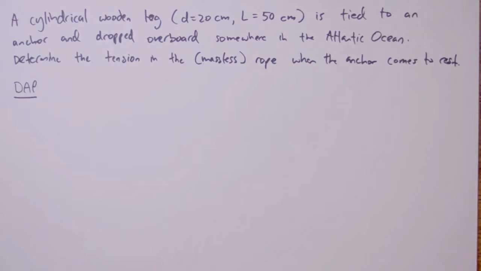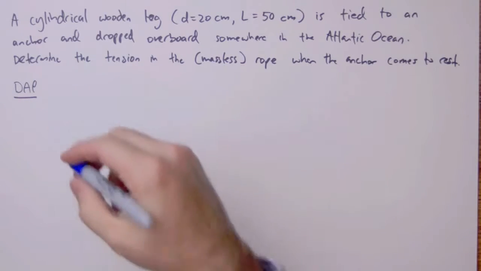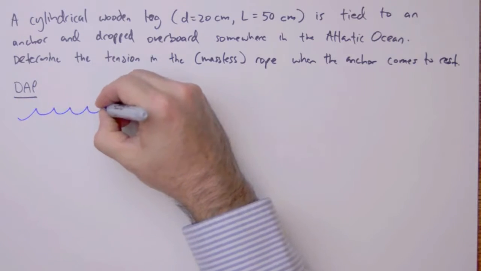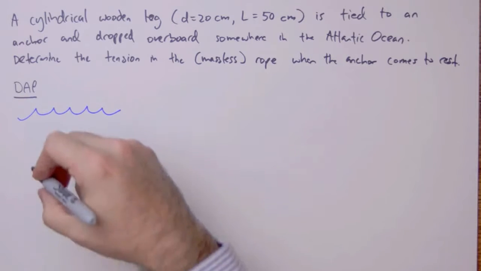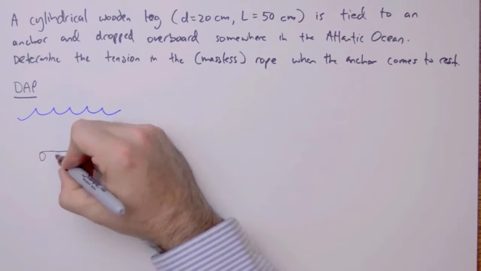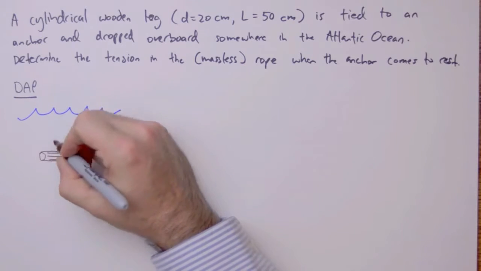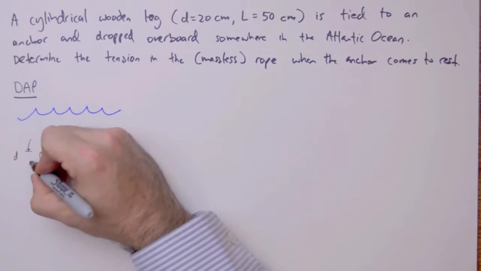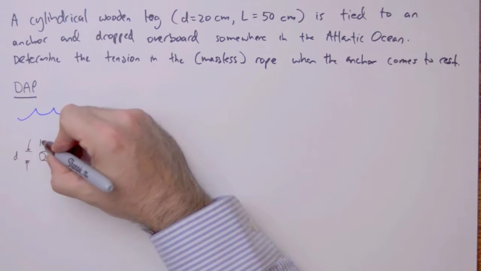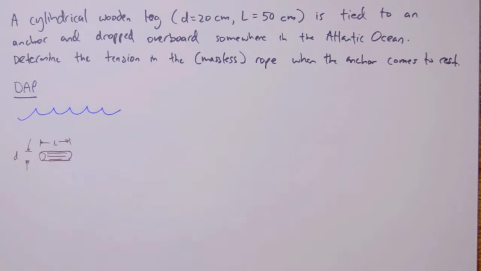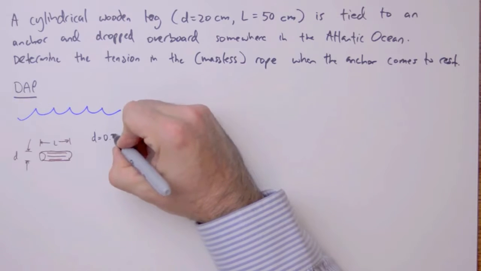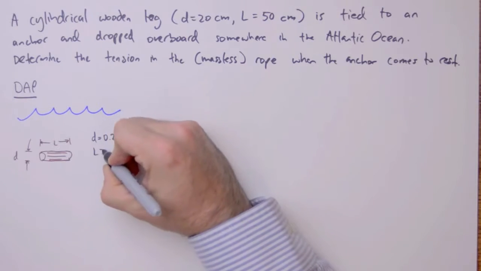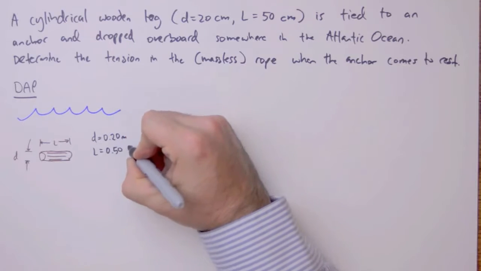First, as always, we draw a picture. So there's the water. Here is our log. This log has a diameter D and a length L. And we'll write that information right here. Well, the diameter is 0.20 meters and the length is 0.50 meters.